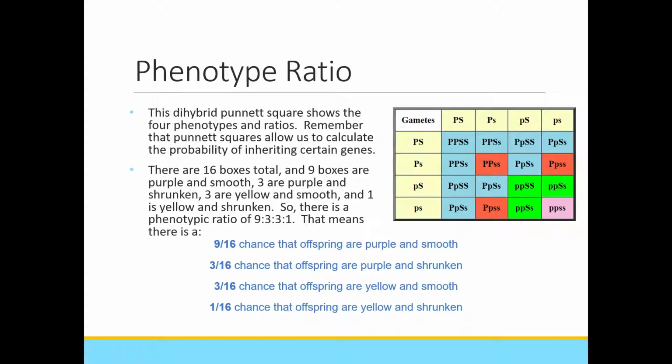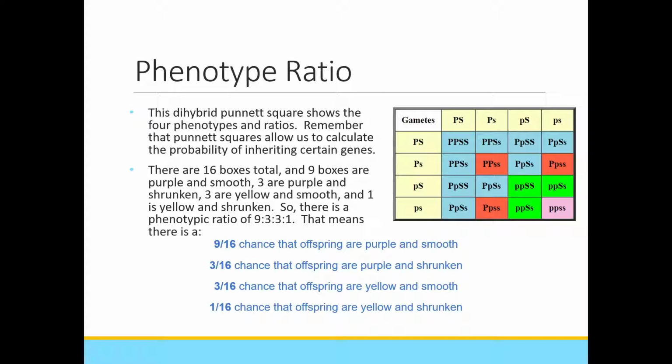So there are 16 boxes total, and you can see when we cross 2 heterozygous parents, we get 9 boxes that are purple and smooth, 3 boxes are purple and shrunken, 3 are yellow and smooth, and 1 is yellow and shrunken. So this gives us a phenotypic ratio of 9 to 3 to 3 to 1.